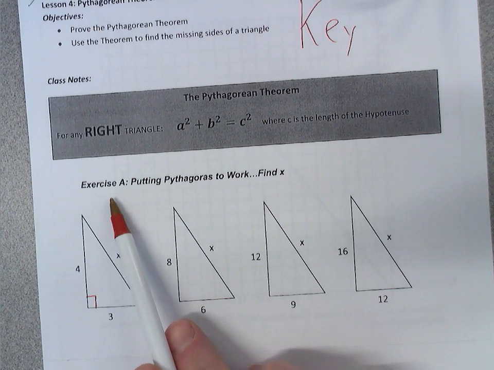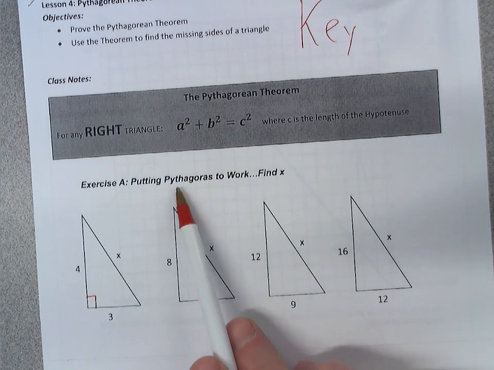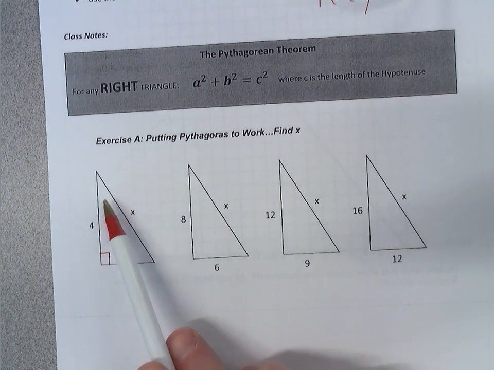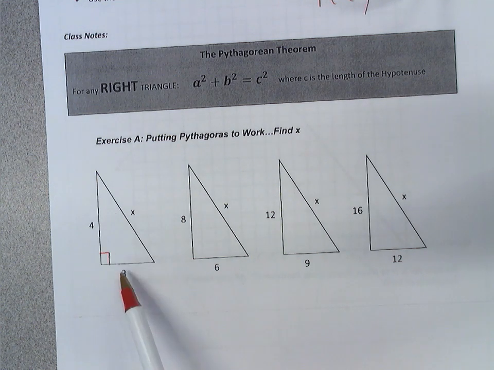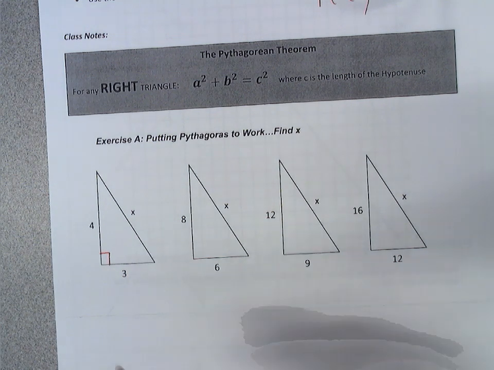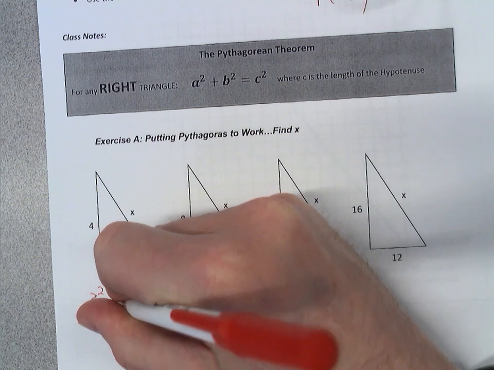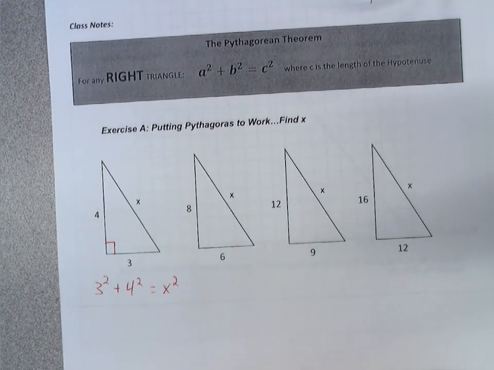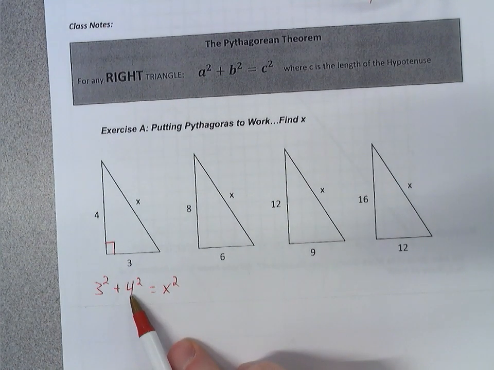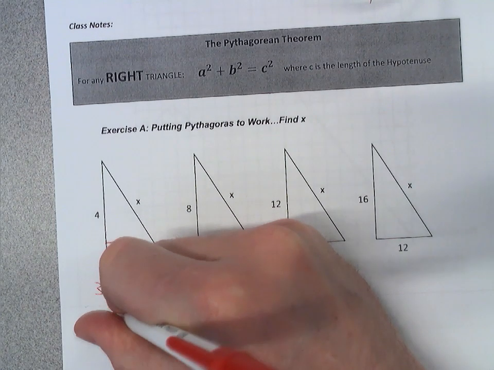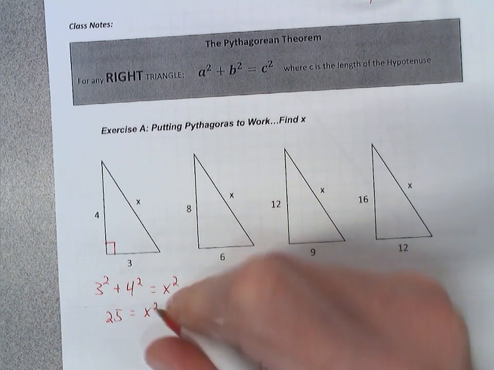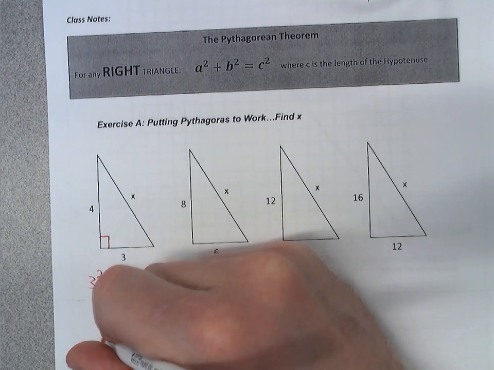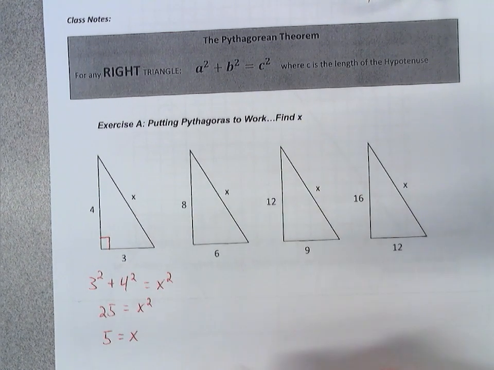So let's do this exercise. Let's put Pythagoras to work. Let's find x for each of these. If we look at this first one, we have a right triangle with sides of length 4, 3, and then x. So let's find x. We know that 3 squared plus 4 squared will equal x squared. 3 squared is 9, 4 squared is 16, so it's a total of 25. So 25 is equal to x squared. Now all we have to do is take the square root of both x squared and 25, and we see that 5 is equal to x.